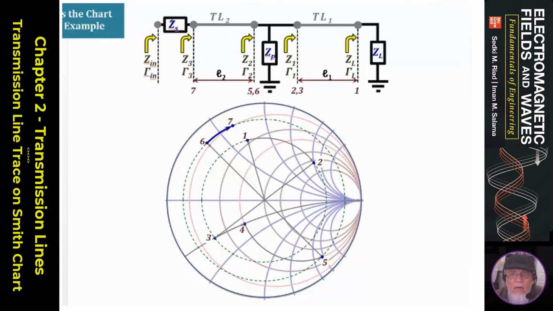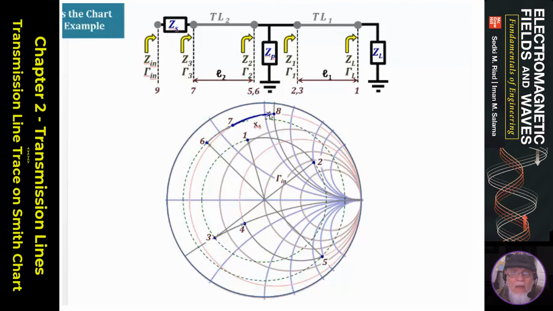Now I need to add the series impedance Z sub S. I'm going to add that again in 2 steps. I'm going to break Z sub S normalized into real and imaginary parts. So I'm going to add the R sub S and the X sub S, one step at a time. Here we add the R sub S. No, I'm adding the X sub S first. It doesn't matter. Whichever way you do it, you're going to end up with the same final point.